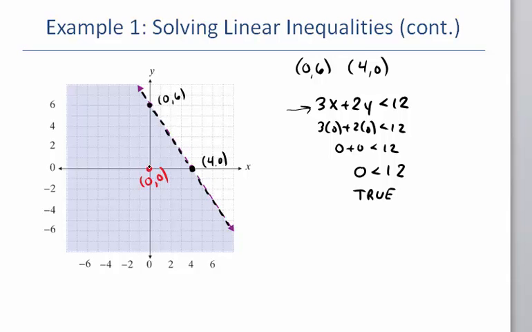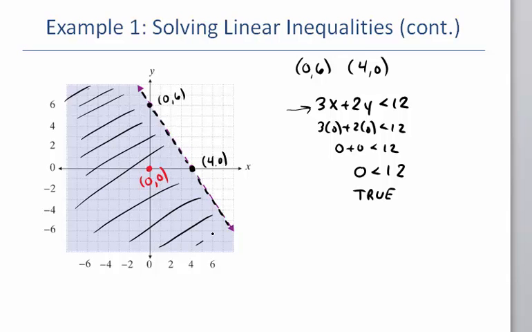And if I prove that I have one point over here that's a solution, then every point on this side will be a solution. And so what I then need to do is come in and say everything over here, shading this entire side of the graph, represents the solution to the linear inequality. If we had gotten a false statement over here, we would have then shaded on the other side.